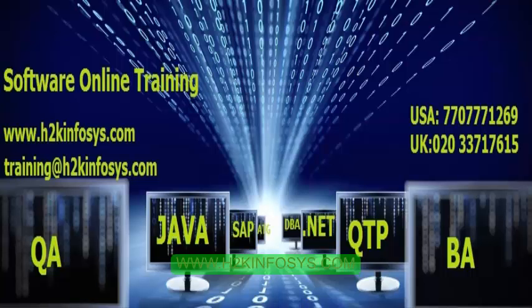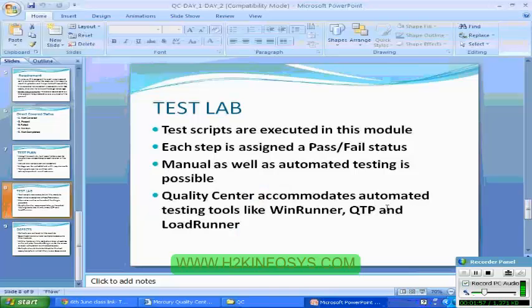Then manual as well as automated testing is possible. As I said, we can execute both manual scenarios and automation scripts using QC. Next, Quality Center accommodates automated testing tools like WinRunner, QTP, and LoadRunner. We can integrate automation tools like QTP, WinRunner, and LoadRunner with QC so that we can store our scripts and also execute our scripts the way we do manually; everything we can do for automation scripts also. These are the things we will do in test lab. We'll cover defects also, because I'm going to cover both today.